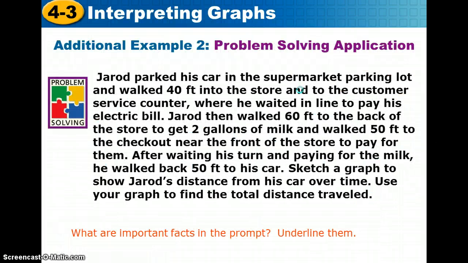All right, here's our problem. Jared parked his car at the supermarket and walked 40 feet into the store to the customer service counter where he waited in line to pay his electric bill. Jared then walked 60 feet to the back of the store to get 2 gallons of milk and walked 50 feet to the checkout near the front of the store to pay for them. After waiting his turn and paying for the milk, he walked back 50 feet to his car.